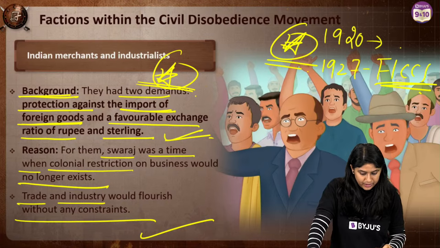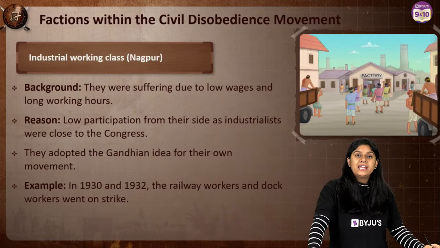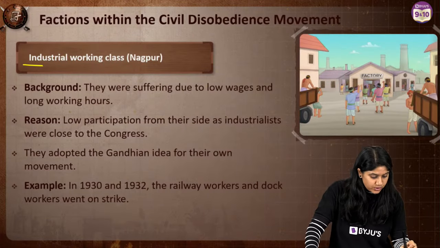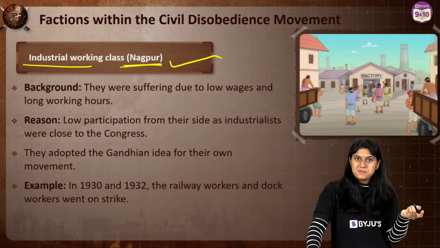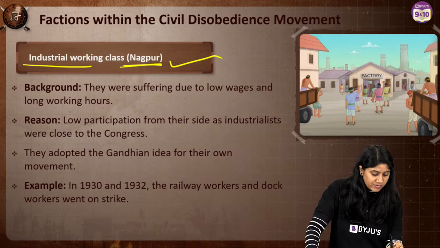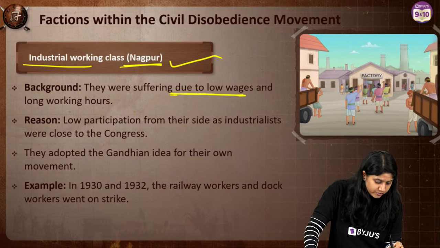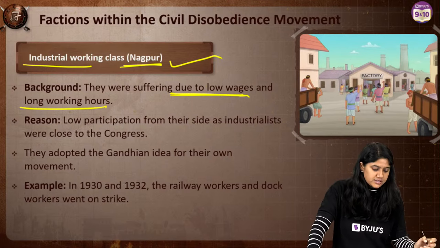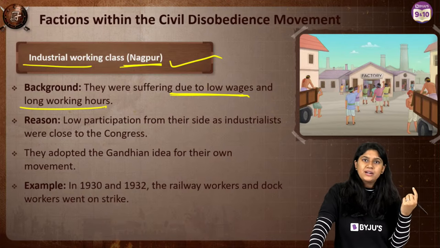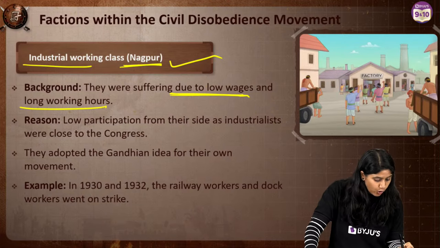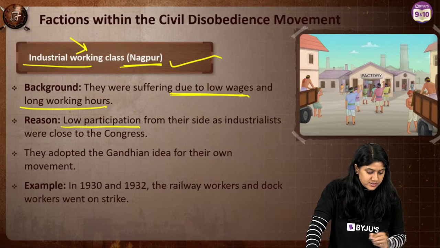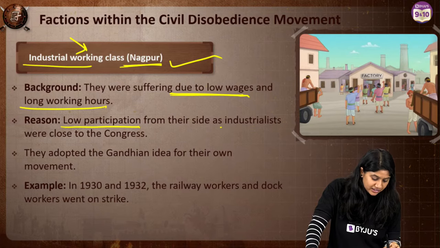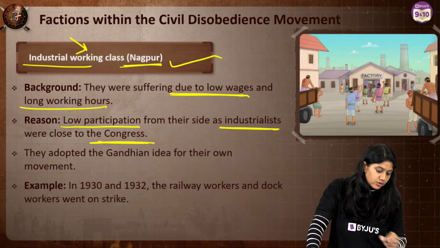Okay. Then let's talk about the industrial workers, right? The industrial workers, especially they have mentioned a case of Nagpur. These people who were working in the industries were suffering from low wages and long working hours. They were supporting, but they did not have much participation. Low participation came from the industrial working class because the industrialists were supporting Congress.